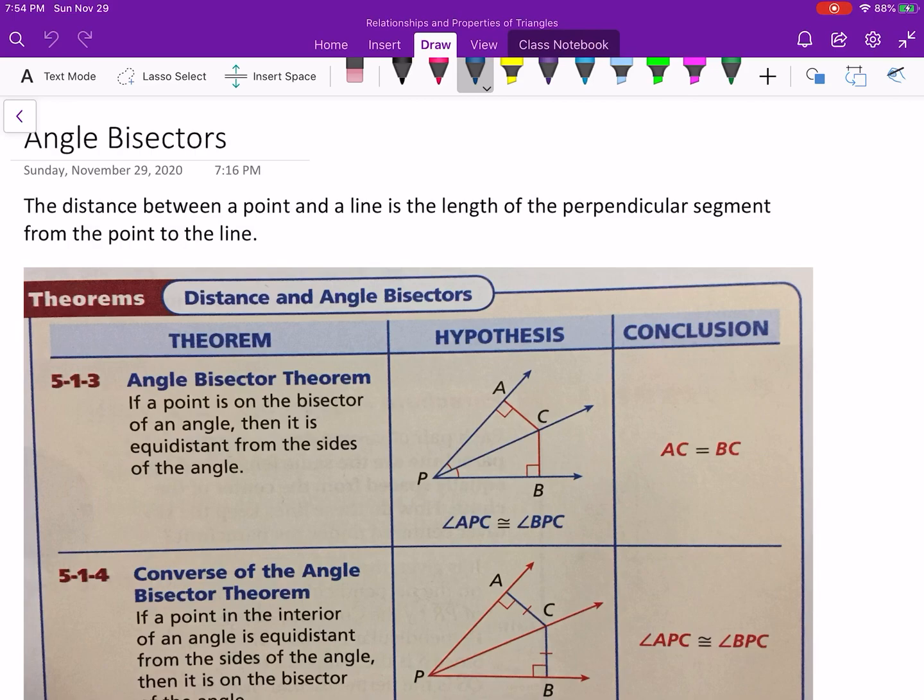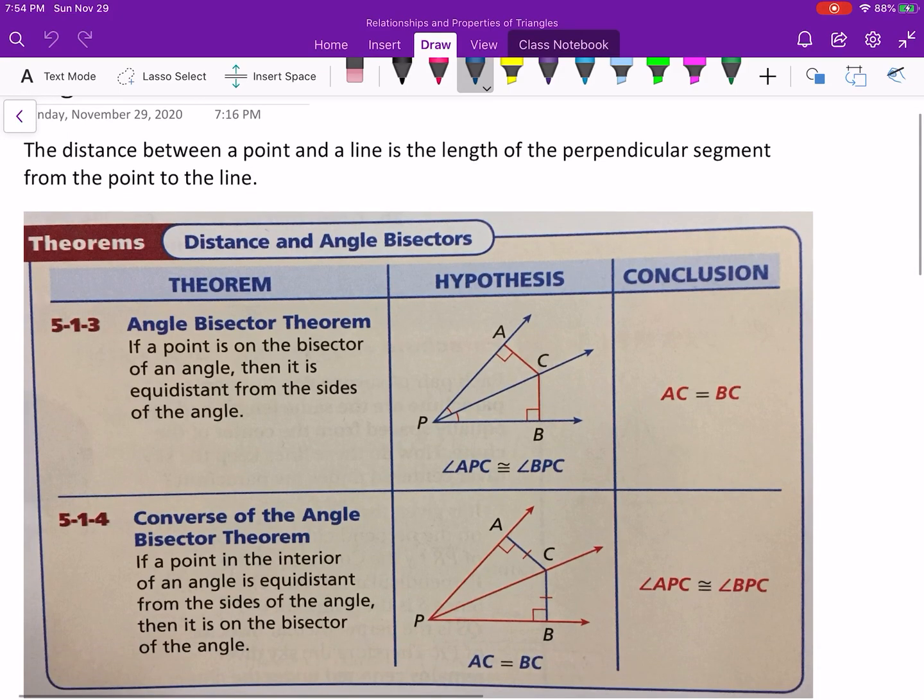First of all, before we take a look at the theorem, I need to point out something about the distance between a point and a line. When we talk about distance, we always go the shortest length, or measure the shortest length between two things. It turns out that the distance between any point and a line is the length of a perpendicular segment from that point to the line. And we're going to use that in these theorems.